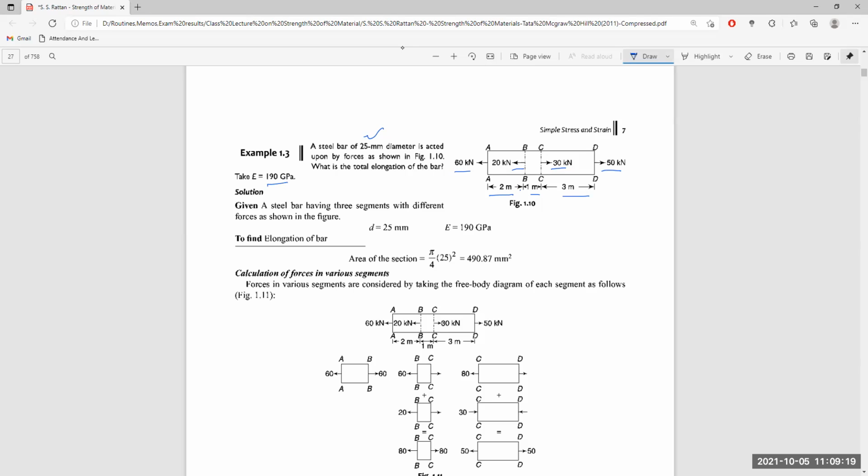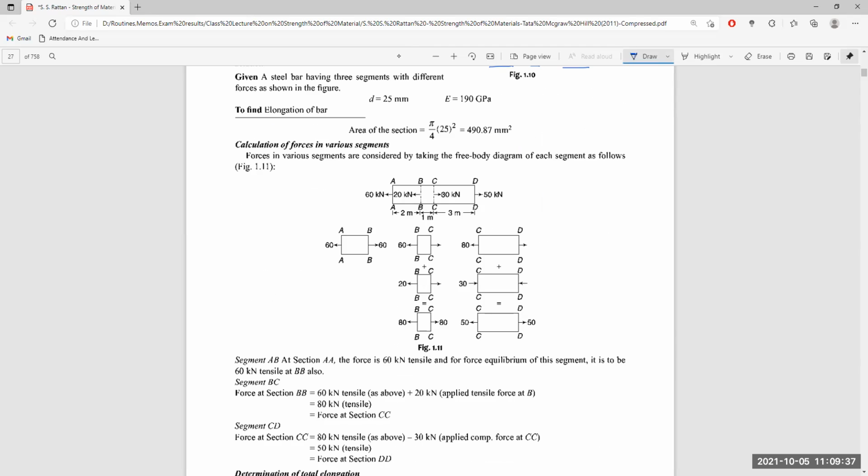First, we have to find out the elongation. In order to find the elongation, we have to calculate the load on the bar across each section AB, BC, and CD. Okay, how will you do it? Again, it is shown like this: AA, BB, and CC. Okay. So what happens?